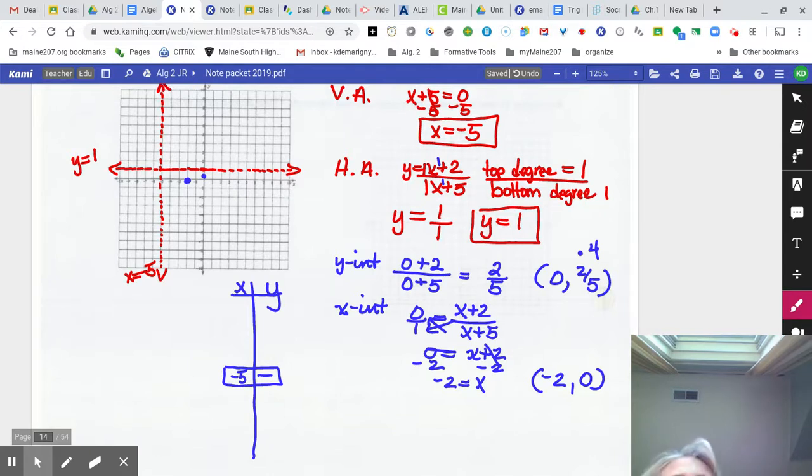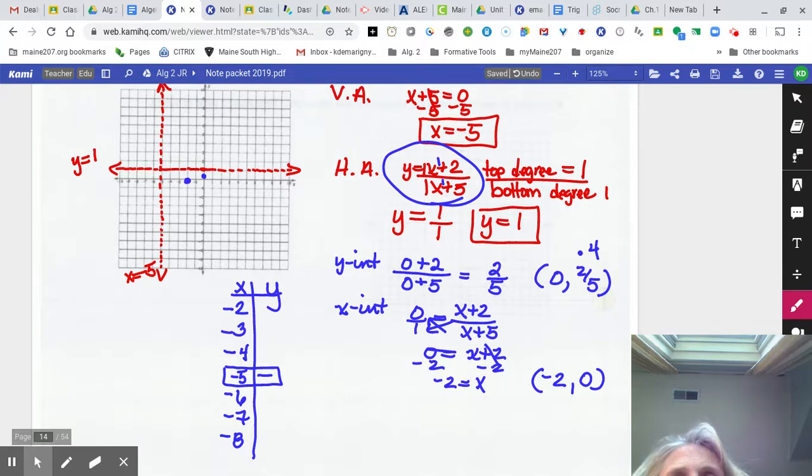All right, so let's pick three values above: -5, -4, -3, -2, and then let's pick three that are smaller: -6, -7, and -8. Okay, I go back to my equation. I now have two variables to substitute in for. So here's my equation, x plus 2 over x plus 5.